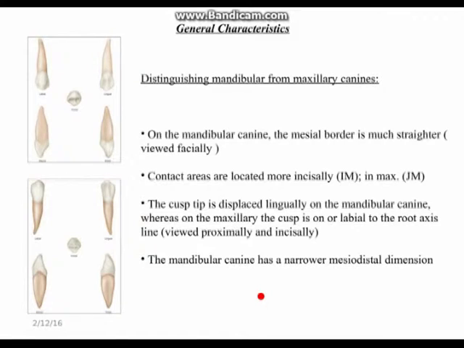The mandibular canine has a narrower mesiodistal dimension, so it's a little bit smaller than the maxillary canine. Remember, they're both wider faciolingually than mesiodistally, in general. But when you compare them, the maxillary is a little bit bigger than the mandibular canine. It's narrower mesiodistally.